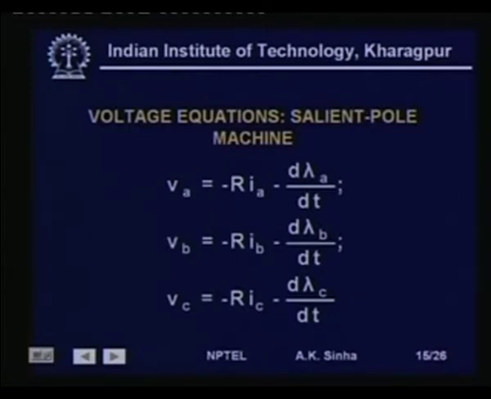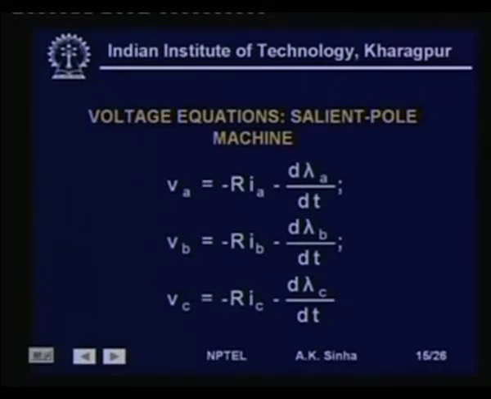Now, let us write the voltage equation for the synchronous machine. Now, we have the voltage V A equal to minus R into I A minus d lambda A by dt, that is the voltage across the phase A coil is going to be equal to the voltage drop, which is R into I A, and d lambda A by dt, that is the rate of change of flux linkage with coil A.